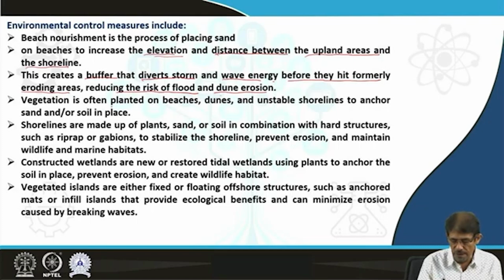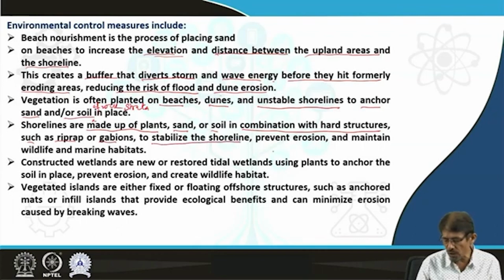Vegetation is commonly planted on the beaches, dunes and unstable shoreline to anchor or strengthen the sand or soil or even rock strata present in a particular place or locality. The shorelines are made up of plants, sand and soils in combination with hard structures such as riprap or gabions, which are utilized to stabilize the shoreline, prevent erosion and maintain wildlife and marine habitats from an ecological point of view.